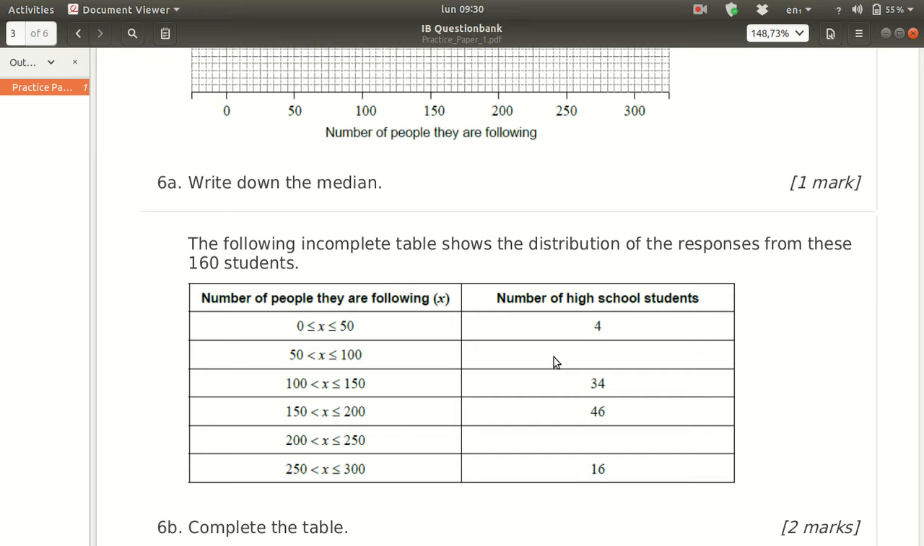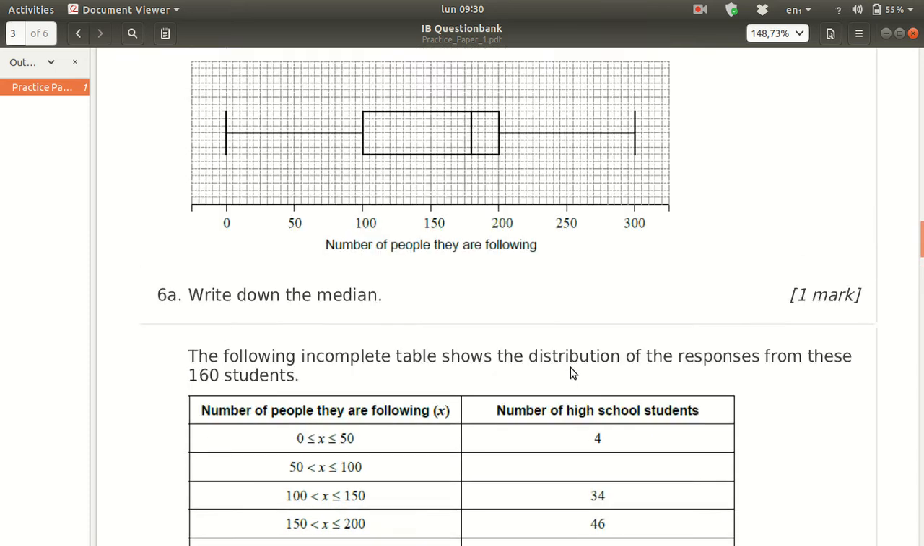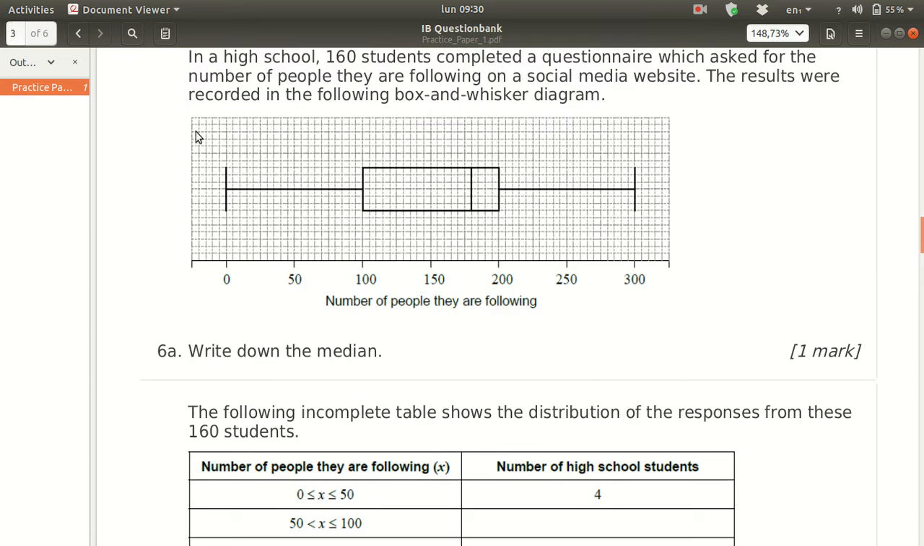And what you need to remember is that you have this information. Okay? So from 0 to 50, there's 4 people. From 50 to 100, blank. We don't know. But if you look at the box and whisker plot, from 0 to 100, that's the first quartile.